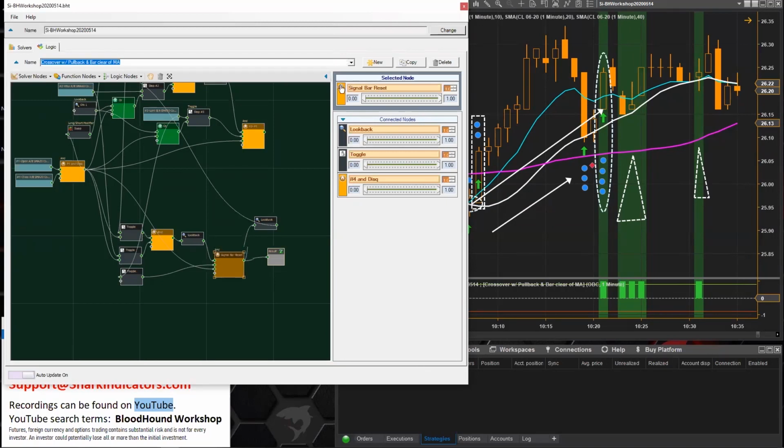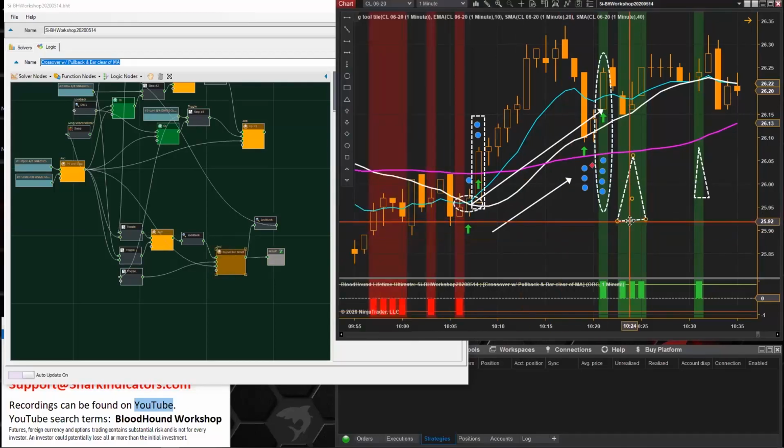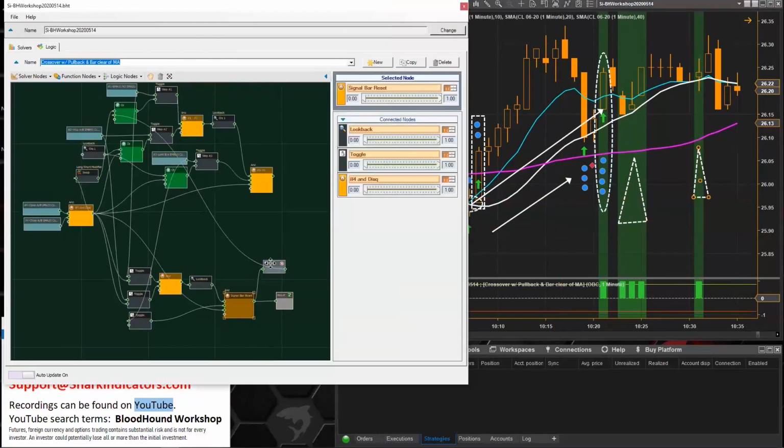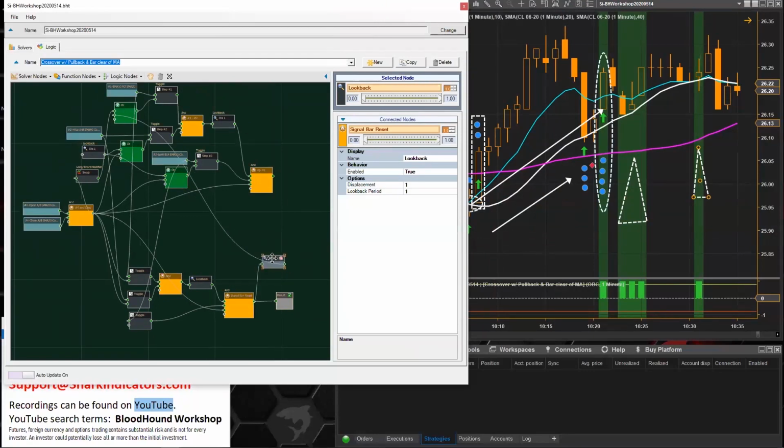There, signal bar reset. Okay. So basically, we're getting a signal on the signal bar, and we're just using it for reset purposes. So it's okay, right, that it has these false positives in here. That's fine. And then, of course, I put it into a look back node to displace it by 1.